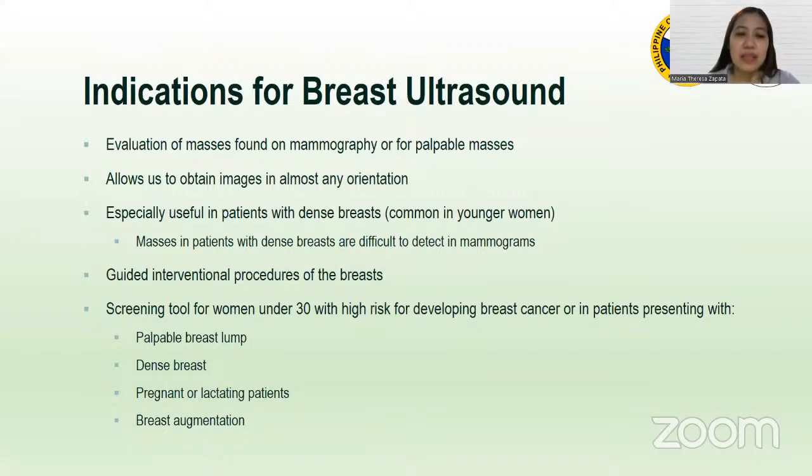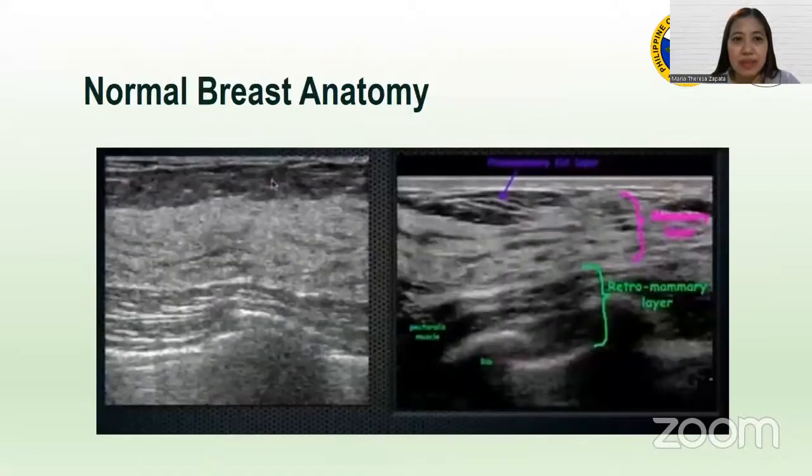It is a screening tool for women under 30 with high risk for developing breast cancer, or in patients presenting with a palpable breast lump, dense breast, pregnant or lactating patients, and patients who have undergone breast augmentation. This image shows an example of a normal breast anatomy in ultrasound. We can see the mammary layer, the retromammary layer, the pectoralis muscle, and the rib.